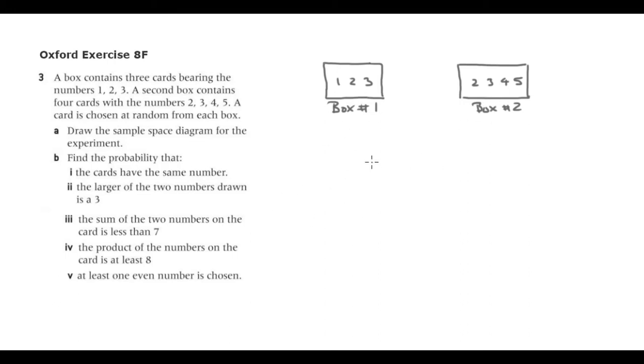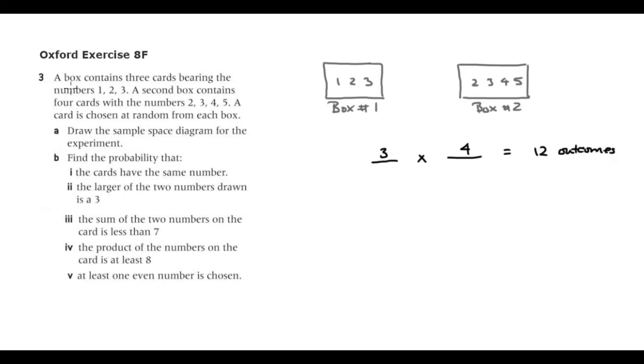It should be pretty obvious that we can use the fundamental counting principle to count our number of outcomes in our sample space. We have 3 choices we could have from the first box, and for any one of those choices, there's 4 remaining in the second box. So 3 times 4 would be 12, which would be the number of outcomes in this sample space.